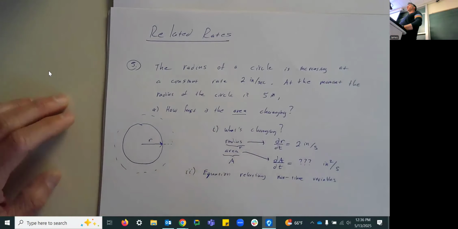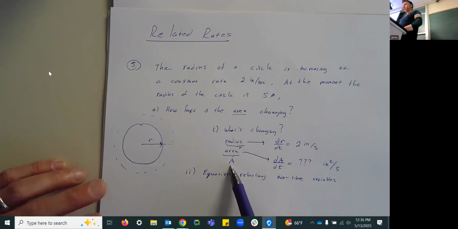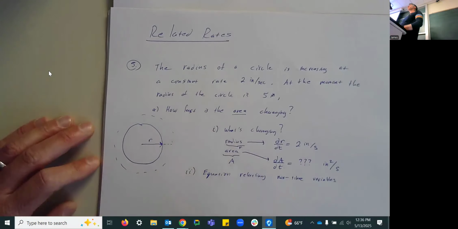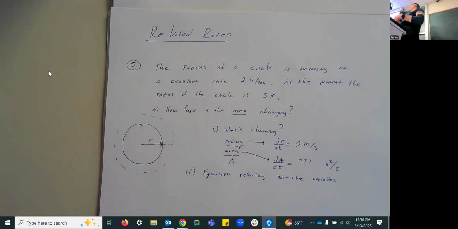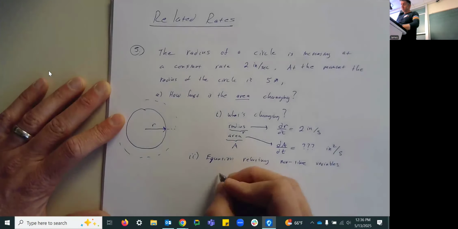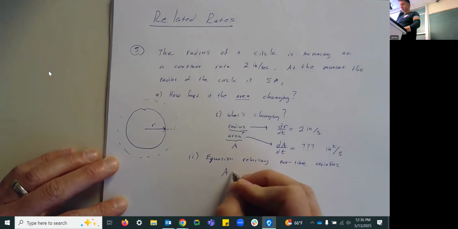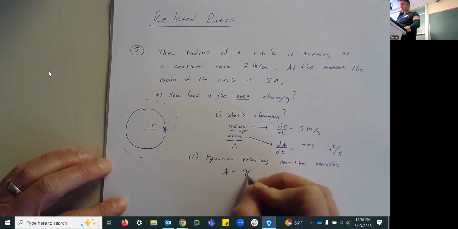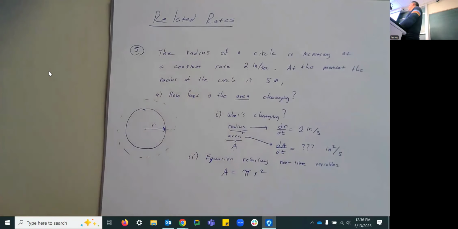So I want an equation that relates the area of the circle to the radius of the circle. Typically, this is going to be some sort of well-known geometry formula or some sort of, I don't know, usually some sort of geometry thing or Pythagorean theorem or, I don't know, we'll talk about what kind comes up later. So here, the area of the circle equation is area equals pi times the radius squared.